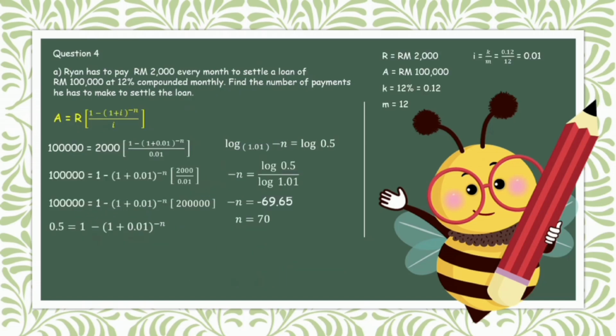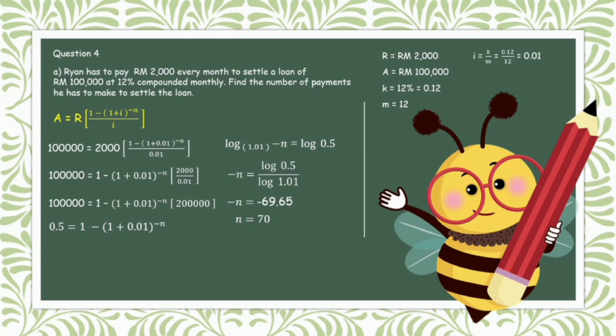So this is question number 4 part A. I will read the question. Rian has to pay 2,000 ringgit every month to settle a loan of 100,000 ringgit at 12% compounded monthly. Find the number of payments he has to make to settle the loan.